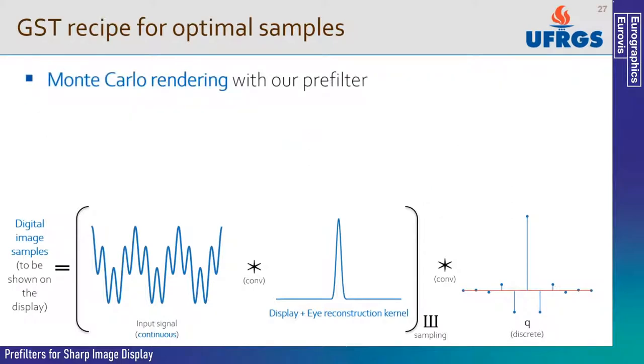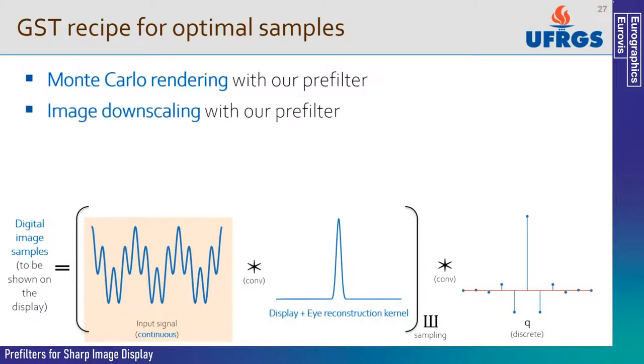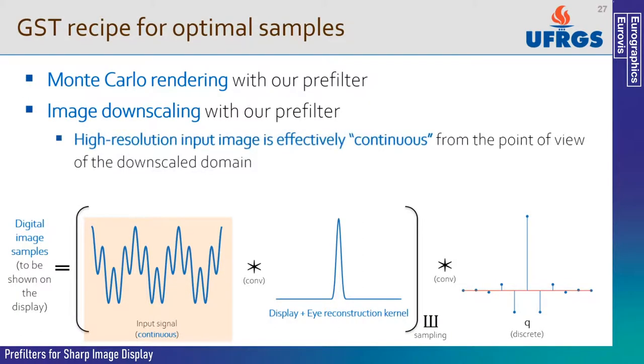This is the process we employ for Monte Carlo rendering with our prefilter, where the input continuous signal is known, and also to image downscaling, where the high-resolution input image is effectively continuous from the point of view of the downscale domain.